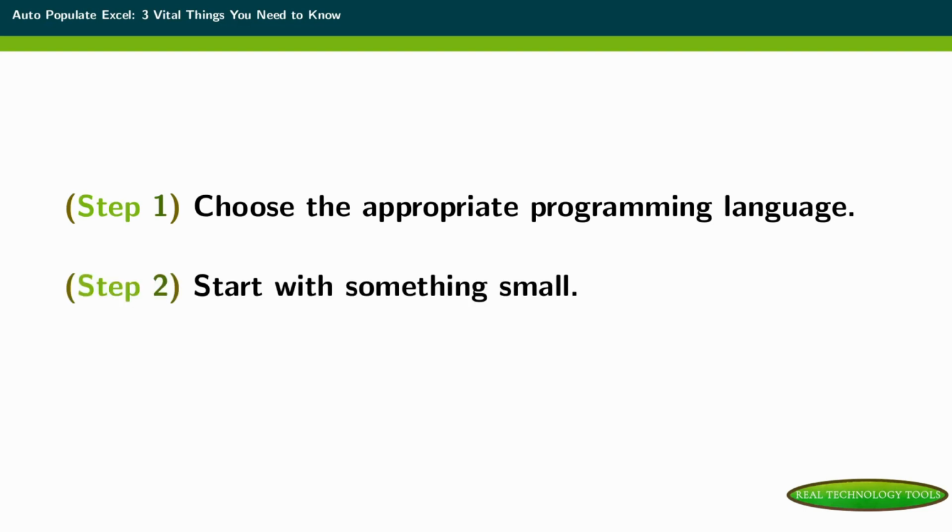Step number 2, start with something small. Start with the smallest action you can think of, and if you want examples of that, you can refer to earlier in this video. Step 3, build momentum. Keep building on what you did to do something that is actually useful. Keep in mind that with step 2, it's going to be the smallest action you can think of. It's not going to be the most useful one. Now is the time to make it useful.